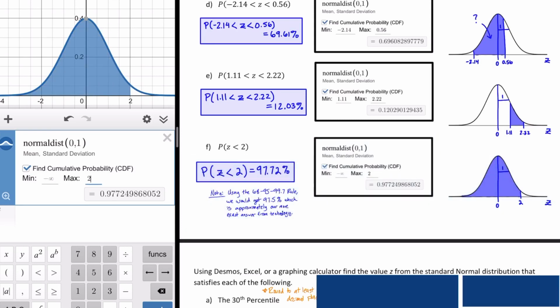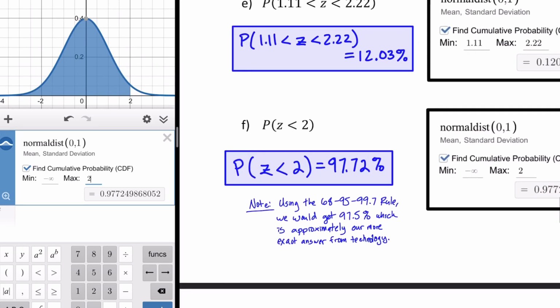All right, welcome back. So we have our mean of 0, standard deviation of 1, and we're going up 2 standard deviations, so that's a z-score of 2, and we're finding the area less than that. And so I have it going from negative infinity to 2, and I get about 97.72%. Using the empirical rule, you would have gotten 97.5%. That's just a little bit more accurate with that 0.72 instead of 0.5. So there you have it.